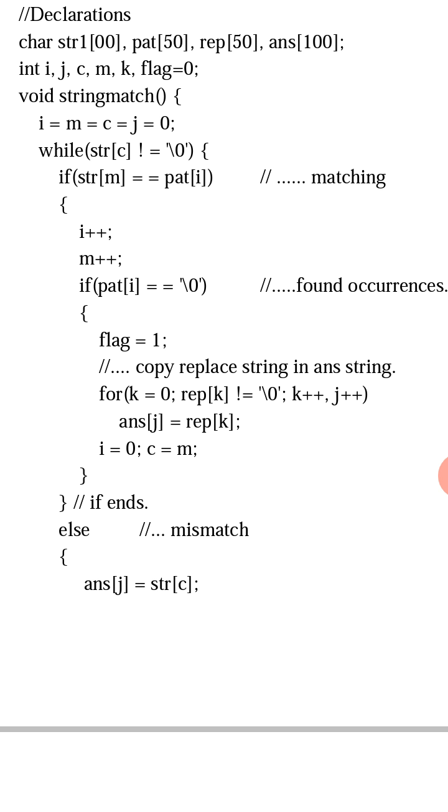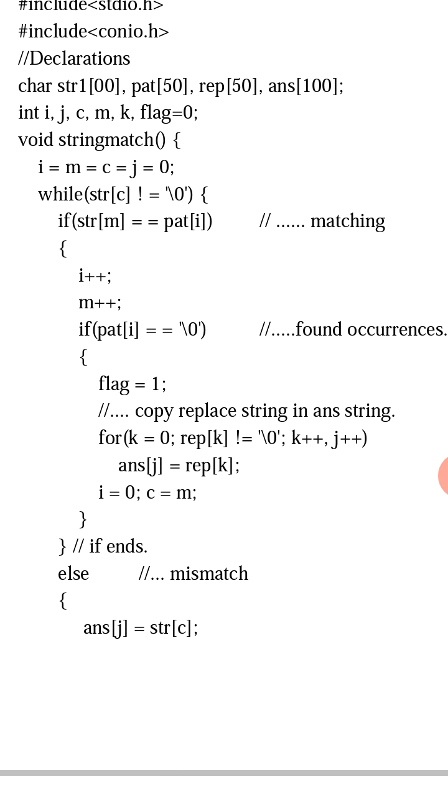Now when I check for pattern of 2, yes, pattern of 2 contains /0, hence it matches the condition. This indicates that when pattern of I is equal to /0, when this condition becomes true, this is the indication that your pattern is present in your main string.